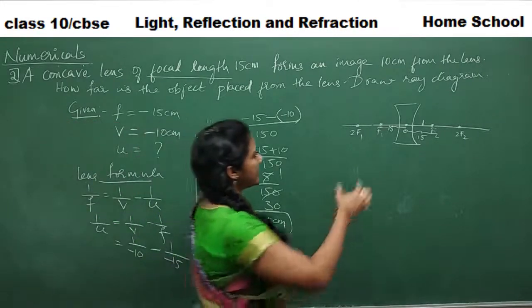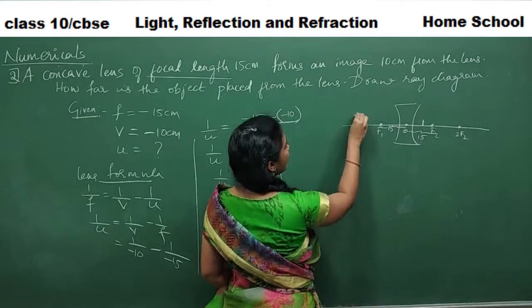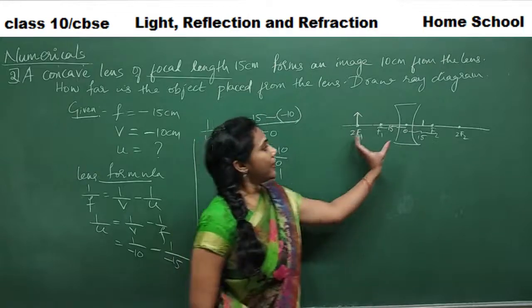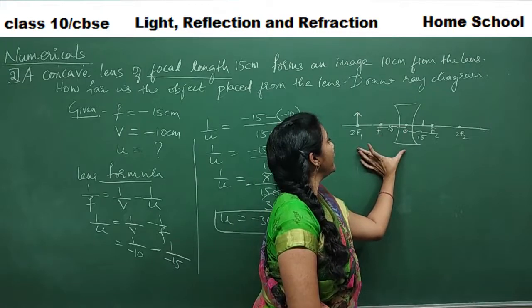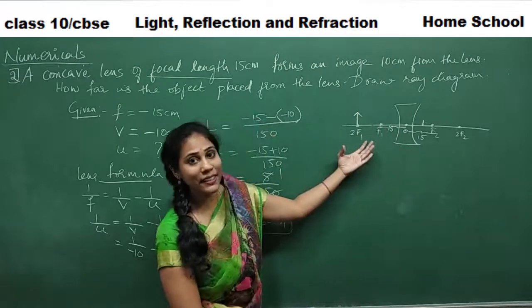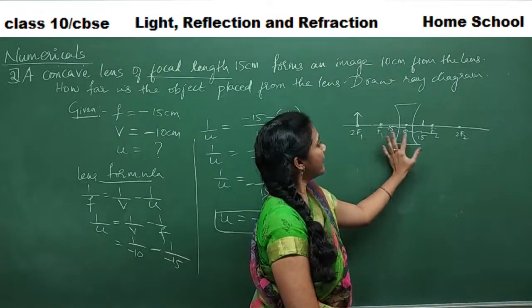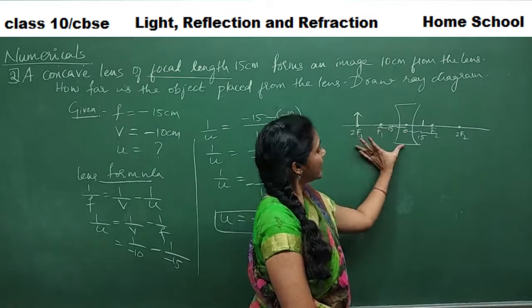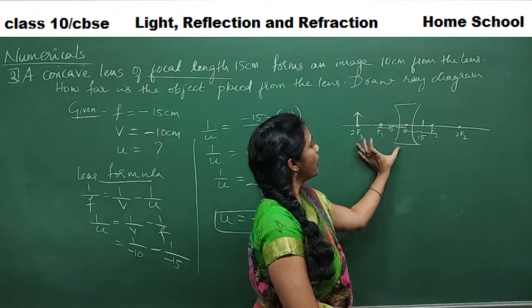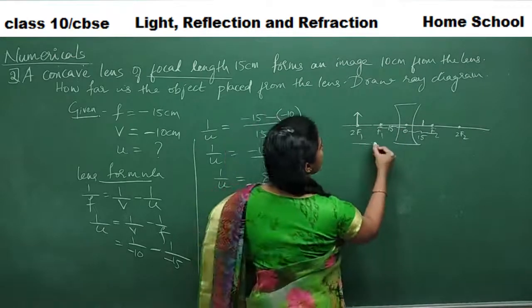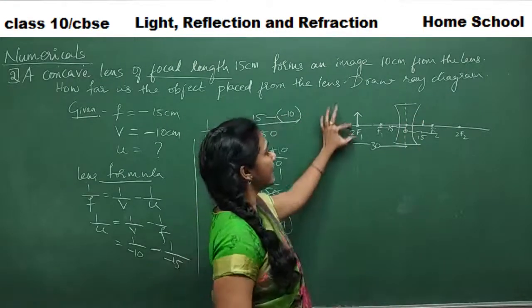Now this distance is 15, right? That means the object is kept exactly at 2F1. If the distance between O and F1 is 15, then the distance between O and 2F1 is double, no? That is 30 centimeter, right? Because 2F1 is nothing but the center of curvature, right? So the distance between O and 2F1 is actually the radius of curvature. So the radius of curvature is always double the focal length. So this distance is now 30 centimeter, right? So the object is exactly kept at 2F1.